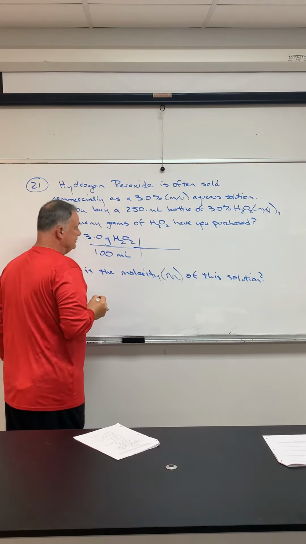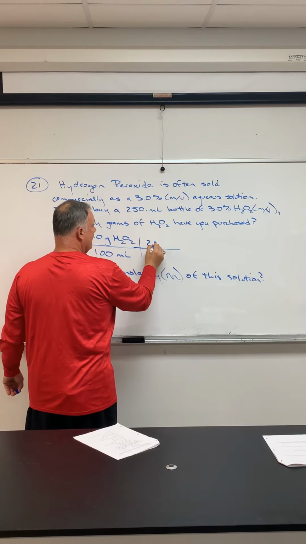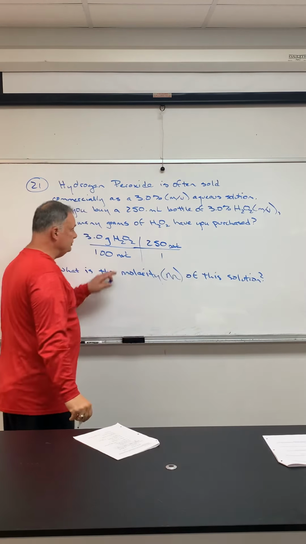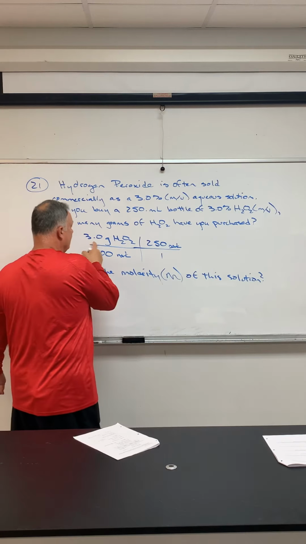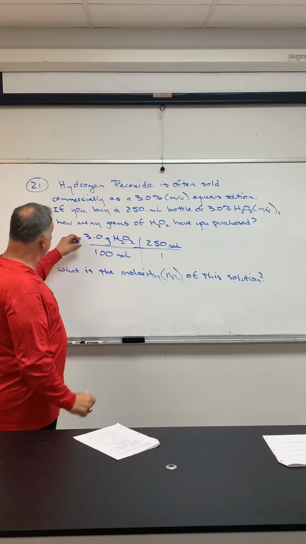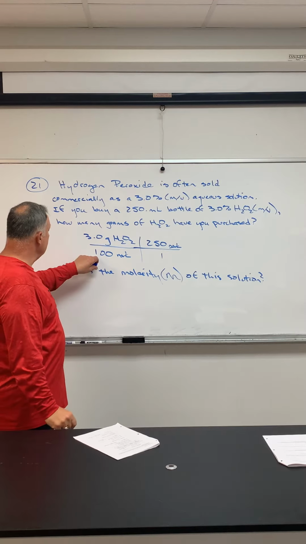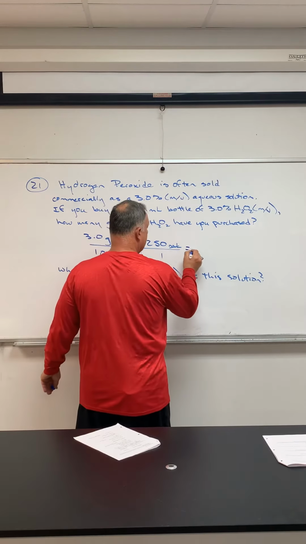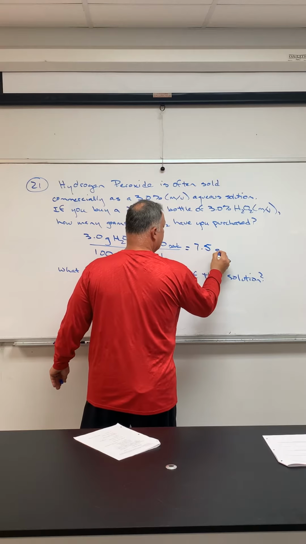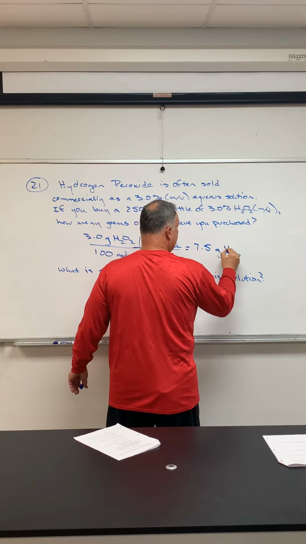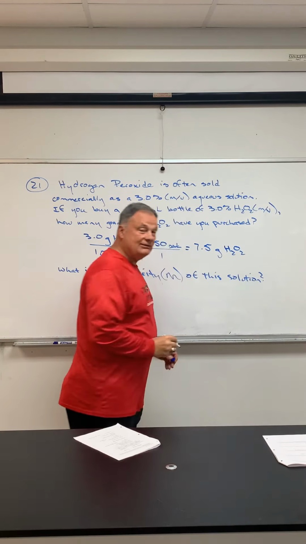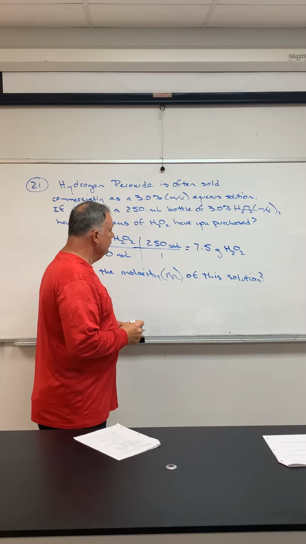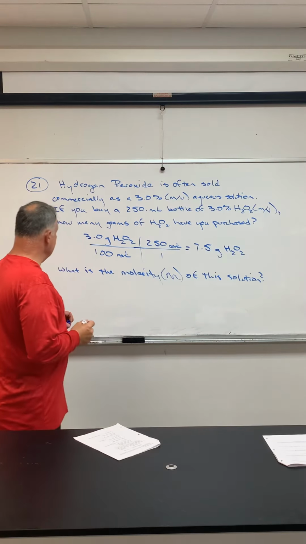Okay, so in essence, all we have to do is multiply 250 milliliters times this, which the units cancel, leaving me now with grams. So my answer is going to be 3.0 divided by 100 times 250, and that gives me 7.5 grams of H2O2. So that's what you're paying for in the store, a 3% solution of that. Okay, so that's the first part. Very simple to solve.